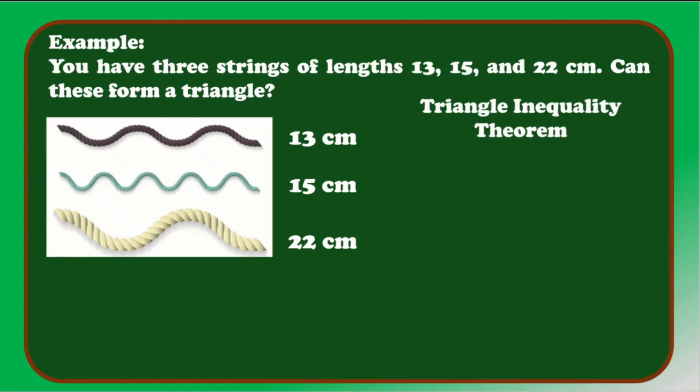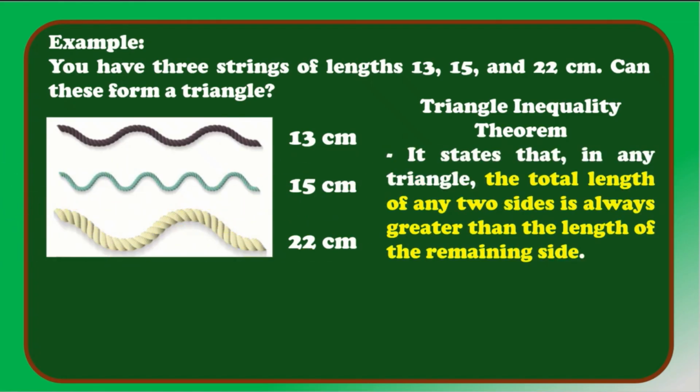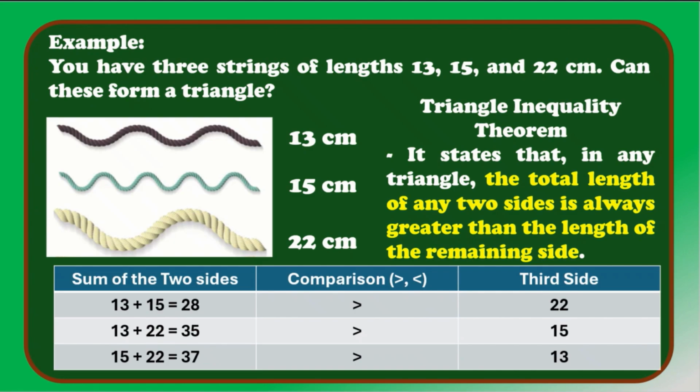By applying the triangle inequality theorem, where we're going to obtain the total length of any two sides and check whether they are always greater than the length of the remaining side, we're going to have our solution. And it will go just like this. On the first column, we're going to put all the combinations of the sides and we're going to add them, of course, per length of the string.